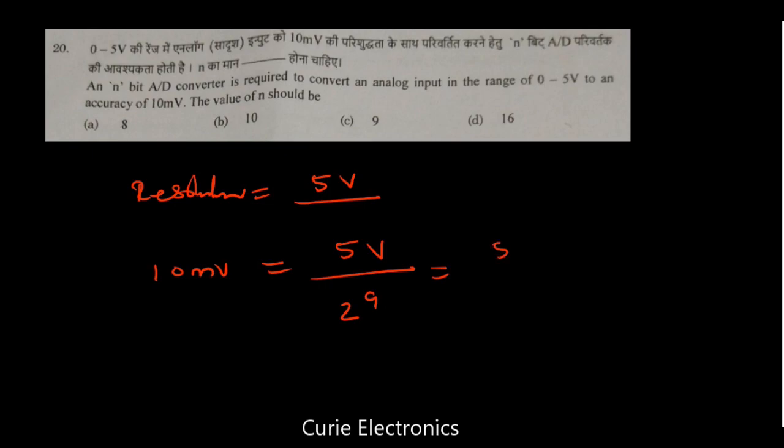So 5 volt upon 512. One second, my multi... 512. It comes 9.7 millivolt. So the right answer is C. Option C is the right answer.